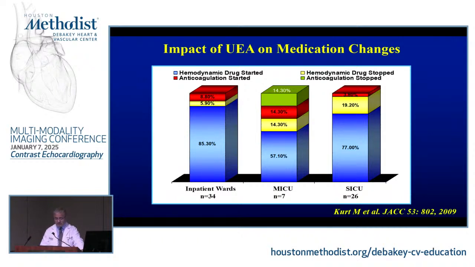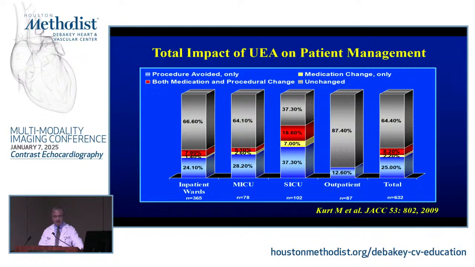And this is what you see. Inpatient ward, MICU, SICU is the biggest impact. Hemodynamic drugs stopped because they were on and they were hyperdynamic, versus anticoagulation stopped, versus hemodynamic drugs started, anticoagulation started. And the biggest issue we have is at times you have reverberations in the apex and you can't tell whether this is a thrombus, yes or no. This is where the biggest impact is going to be. So this is overall impact on management.